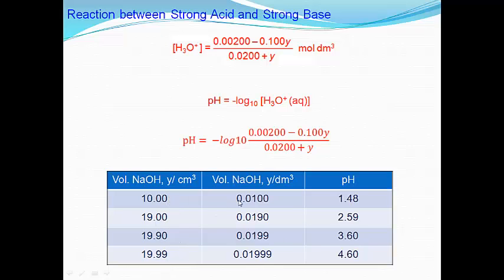Here we have a table showing the volumes added over the progress of the reaction, and we have converted from centimeter cube to dm cube. Recognize that 1 dm cube is equal to 1000 centimeter cube, so if we are converting from centimeter cube to dm cube, we have to divide by 1000. And these are the equivalent pHs. When we have 10 centimeter cube, we have a pH of 1.4. When we have 19, we have 2.5; at 19.9, we have 3.6; and at 19.99, we have 4.6.